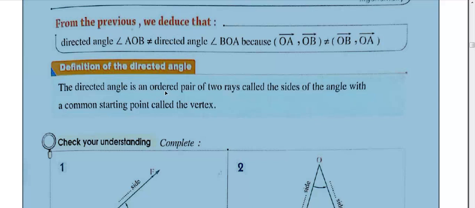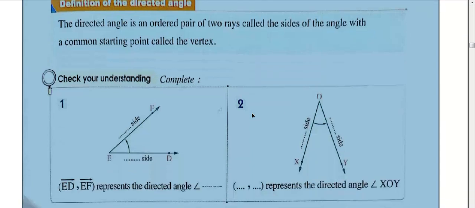Definition of the directed angle. The directed angle is an ordered pair of two rays called the sides of the angle with a common starting point called the vertex. Again, the directed angle is an ordered pair of two rays called the sides of the angle with a common starting point called the vertex.